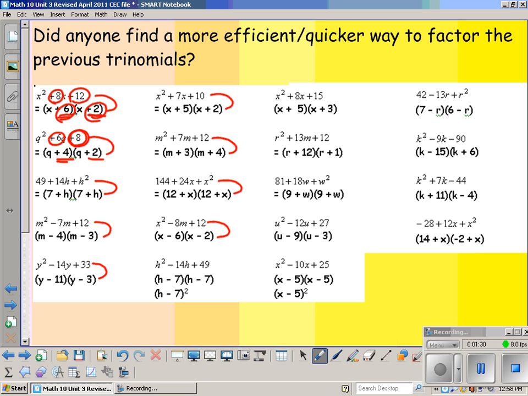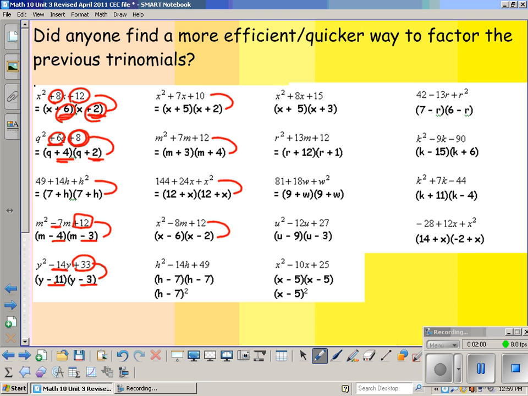Multiplying to 8, 4 and 2 multiply to 8. 4 and 2 add to 6. Let's check this one down here. Negative 4 times negative 3 is positive 12. Negative 4 plus a negative 3 is negative 7. Look at this last one here. Negative 11 times negative 3 is positive 33. Negative 11 plus negative 3 is negative 14.